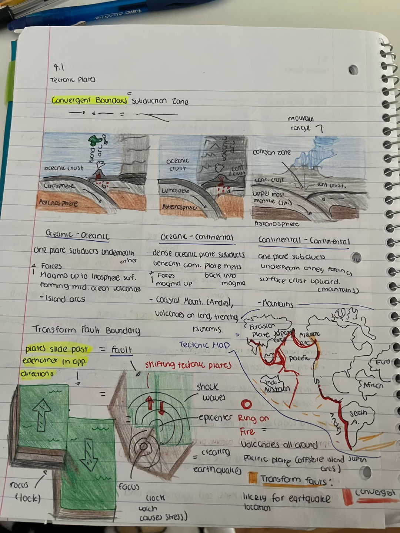Moving on, we have the convergent boundary, which is the subduction zone. And we have three different types: oceanic-oceanic, oceanic-continental, and continental-continental. So we first have oceanic. One plate subducts underneath another and forces magma up to the lithosphere surface, forming mid-oceanic volcanoes, and it forms island arcs.